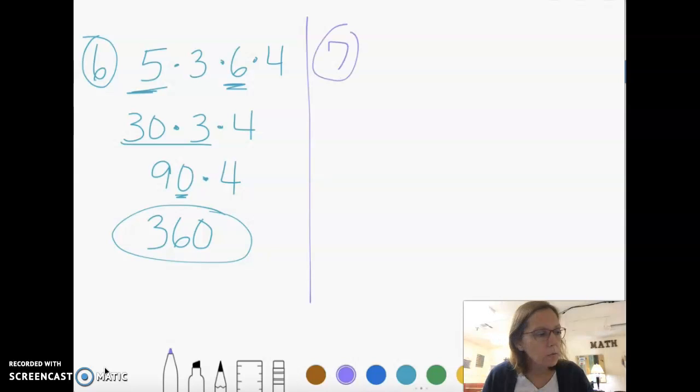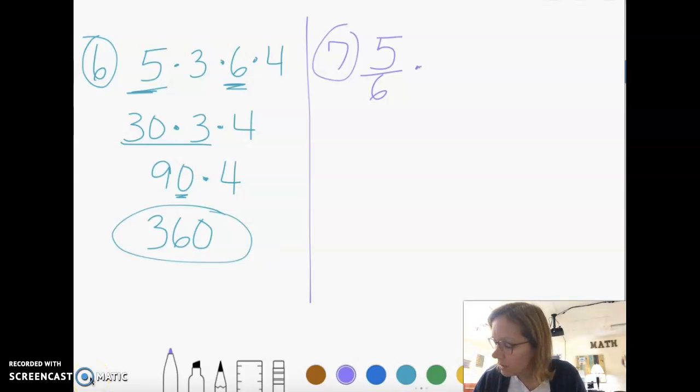And the last one in this section has fractions, so I want to do it with you because I don't want you to be afraid of the fractions. 5/6 times 16 times 9 3/4.